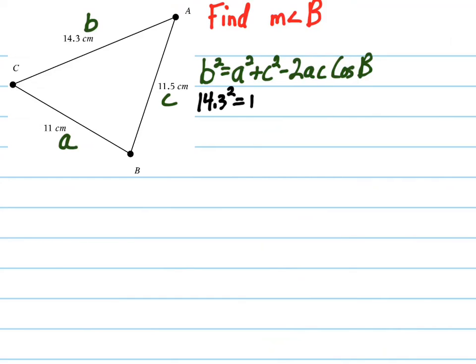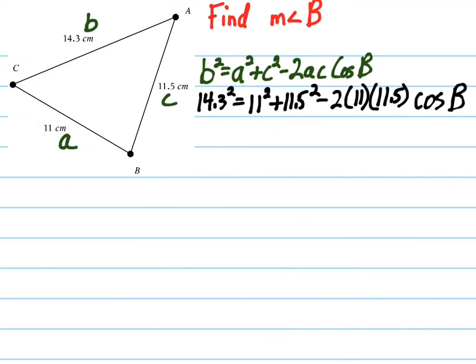That would give me 14.3 squared equals 11 squared plus 11.5 squared minus 2 times 11 times 11.5 times cosine of big B.